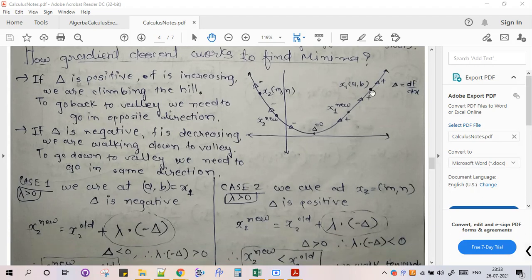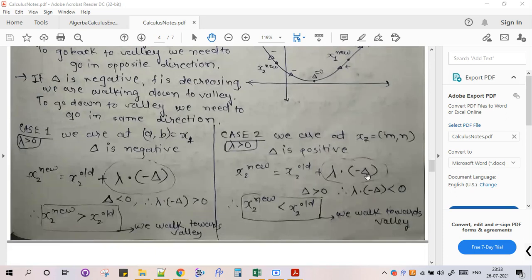Now my del or differentiation is positive here, right? So differentiation is positive. Positive multiplied by negative is negative, multiplied by lambda. Lambda is the learning rate, and lambda is always positive, learning rate cannot be negative. So this is some negative value.